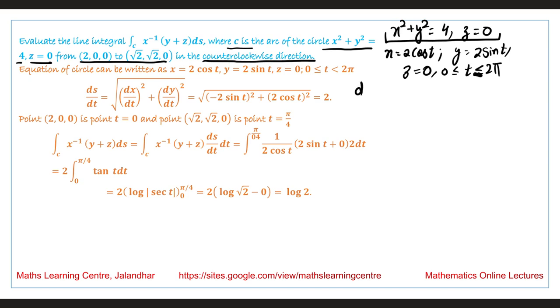And the value of ds by dt, the arc length, we know the formula, it is square root of dx by dt square plus dy by dt square.